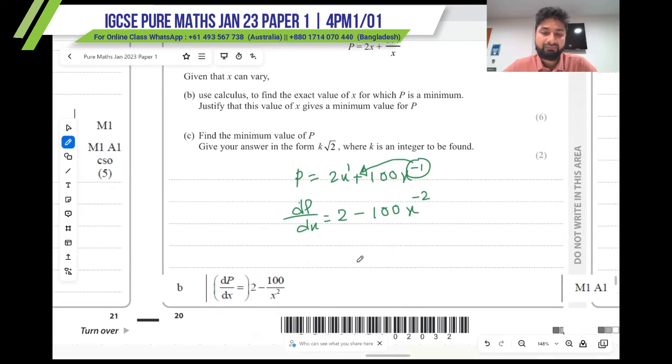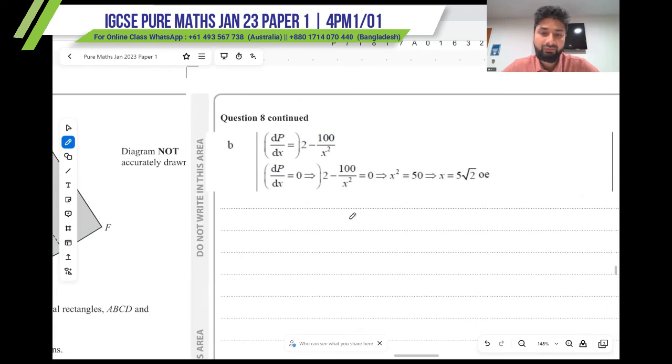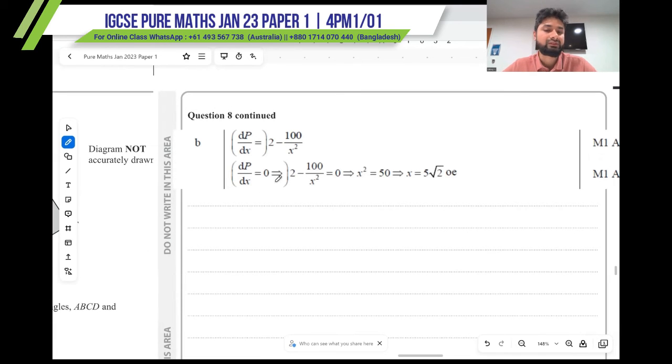Now, if we want to simplify, we have to write 2, and then instead of writing x to the power minus 2, we'll just put it on the denominator, and it will become 100 over x squared. So we are done with differentiating the value of p. Now it's time to put this whole equation equals 0. So after differentiating, when we put dp by dx equals 0, we can finally subject the value of x from here. The value of x will become 5 root 2.